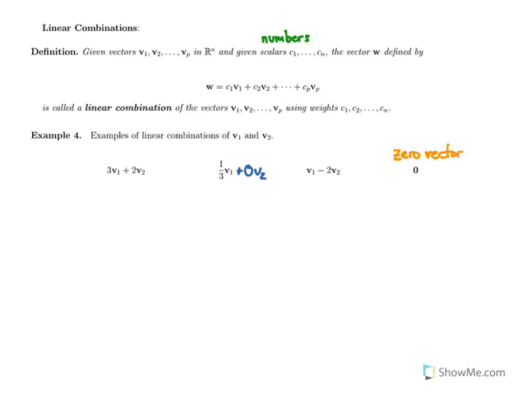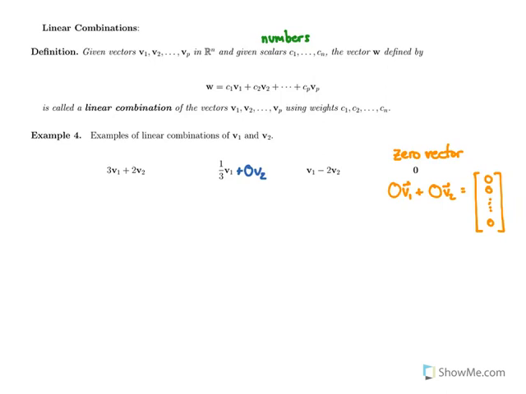And this is just 0 times v1 plus 0 times v2. This is the vector with all zeros in the entries. And that is a linear combination of these vectors.